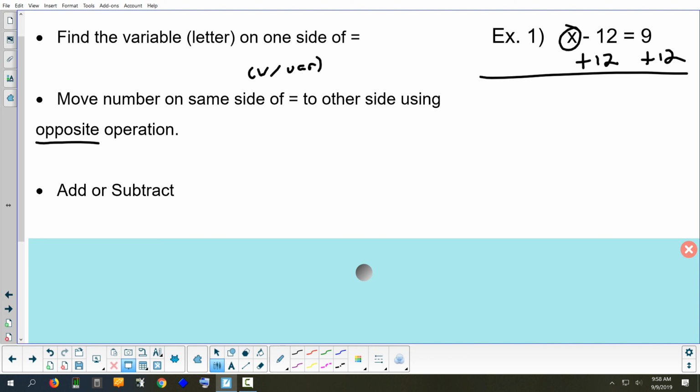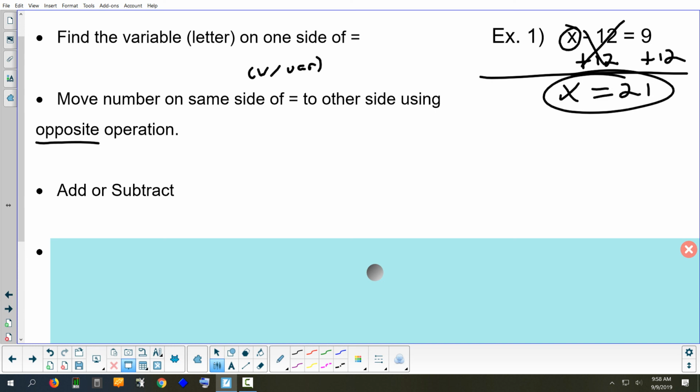Leilani, what's going to happen on the left? You put the X down. How come? Well, what happens to the negative 12? It cancels out. Negative 12 plus 12, gone. Bring down your X. Right-hand side, 9 plus 12. How much is that going to give you? 21. Okay, that's our answer. Now, for some problems, that's as far as we're going to go.